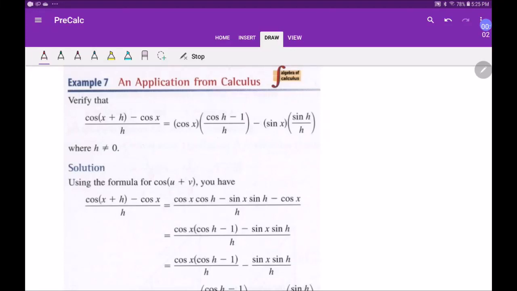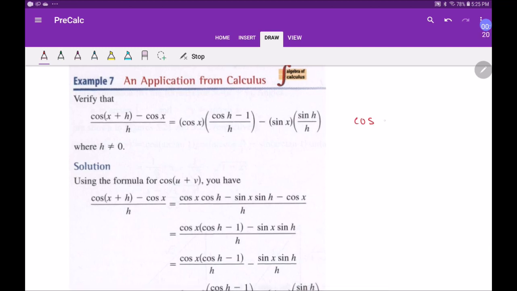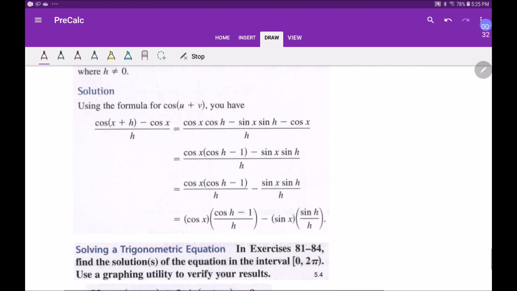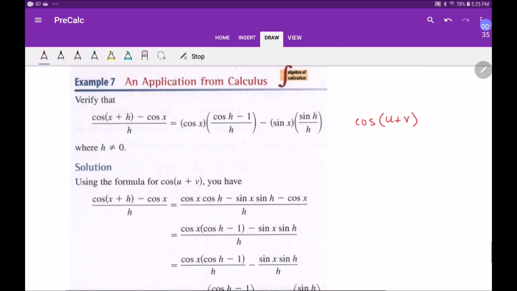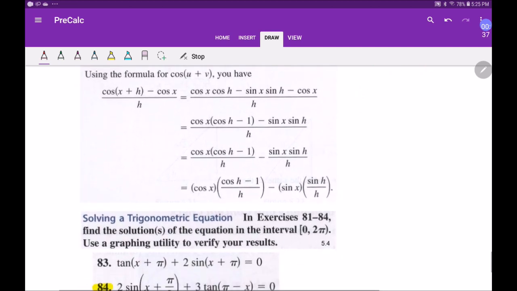Okay, so we're getting a little close to calculus here. This reminds me of the limit definition of a derivative in calculus. But basically, we have our formula for cosine of u plus v, and they just use it, and they show that that's true. It seems arbitrary, but later on that'll be more meaningful. In the meantime, it's just an example, but it does mean something in calculus.